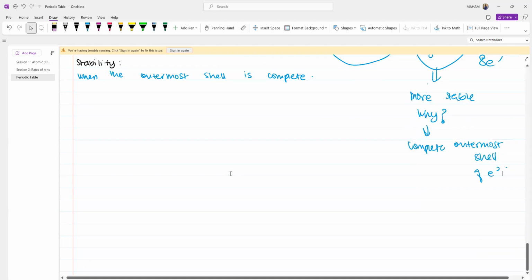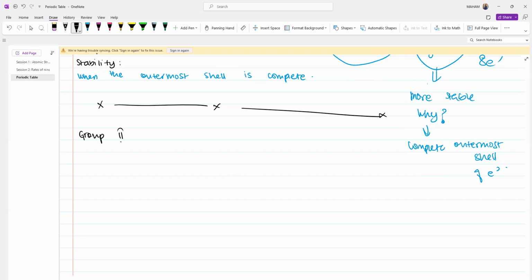Now we move on to group 2 metals. We're done with group 1. These metals are called alkaline earth metals.